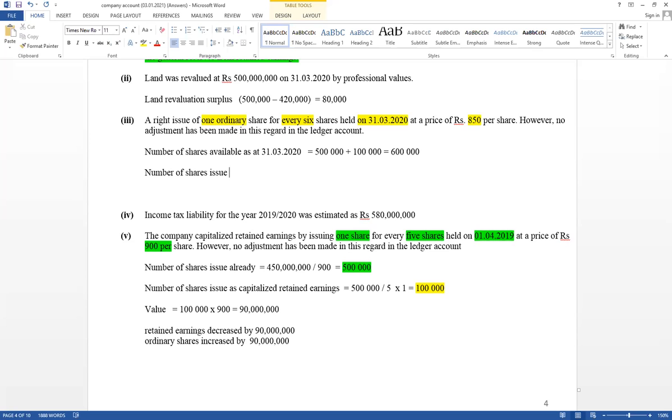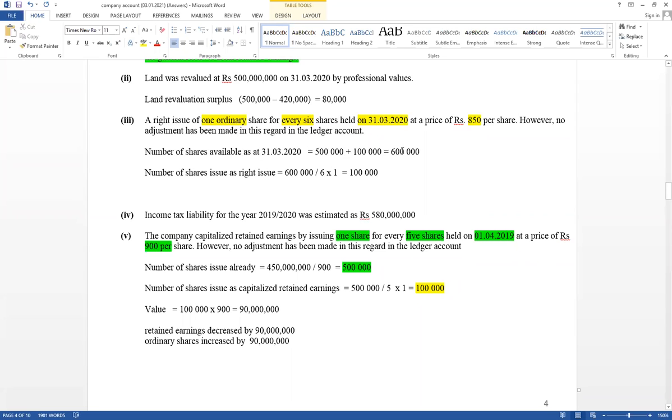Now think about the number of shares issued as a rights issue, how much? It has given the ratio: the company issues 1 share for every 6 shares. Now number of shares available is 600,000. The company issues 1 share for every 6 shares. Therefore, divide by 6 into 1. This is the number of shares issued as a rights issue.